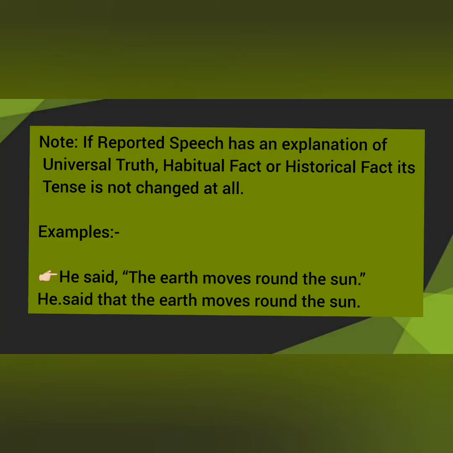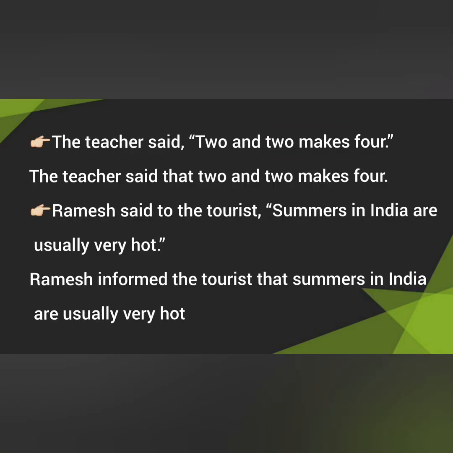Next one, if the reported speech has an explanation of universal truth, habitual action or historical event, it remains unchanged. We should not change the tense form. He said, the earth moves round the sun. Answer, he said that the earth moves round the sun. Moves should not be changed because it is the universal truth.